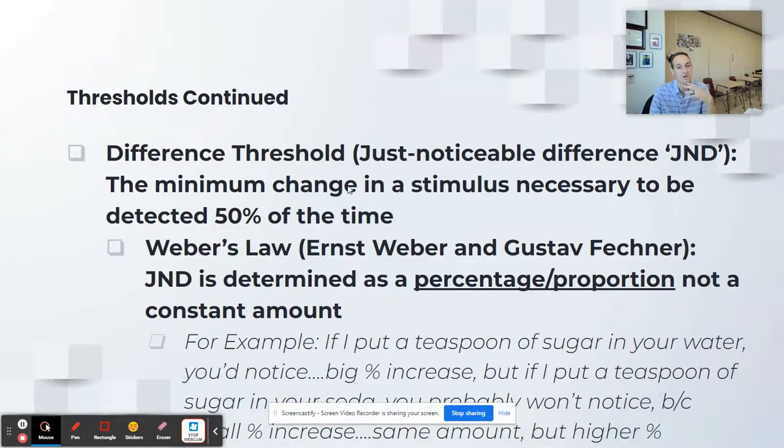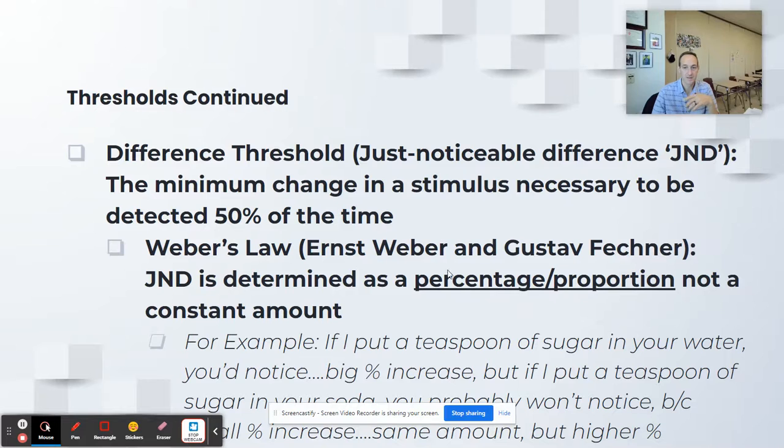Another type of threshold is called the difference threshold. The difference threshold is the amount of stimulus that needs to be added to a situation to tell that there was a difference, to tell that there's a change. Okay. So the difference threshold actually changes depending on the amount of stimulus that's already there. And this gets into what's called Weber's law.